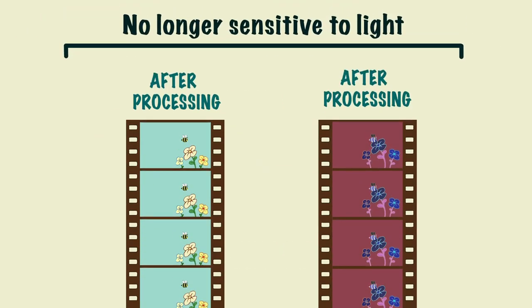Once these stages are complete, the emulsion is no longer sensitive to light and doesn't need to be kept in the dark, as the images are permanently captured on the film strip.